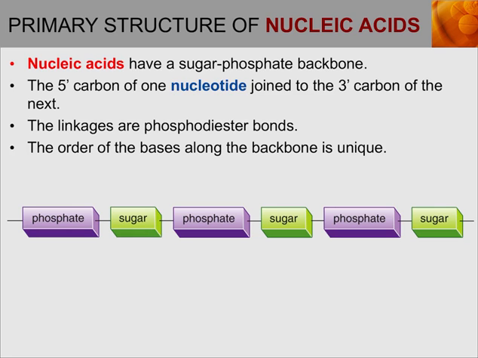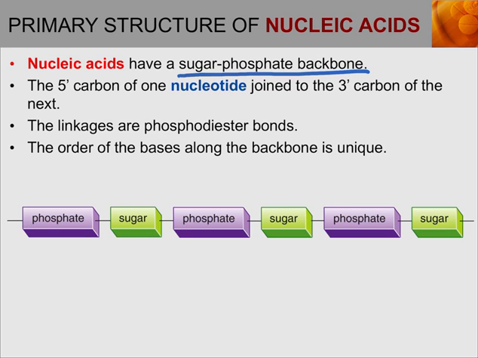So let's talk a little bit about that primary structure for DNA or RNA. So we already said that the secondary structure is a double helix, but the primary structure is the order of nucleotides. So this is very similar to those structures of proteins we talked about. So nucleic acids have a sugar-phosphate backbone, and it alternates sugar, phosphate, sugar, phosphate, sugar, phosphate.